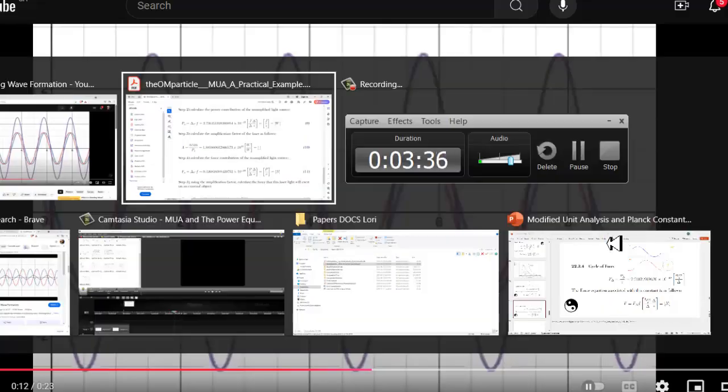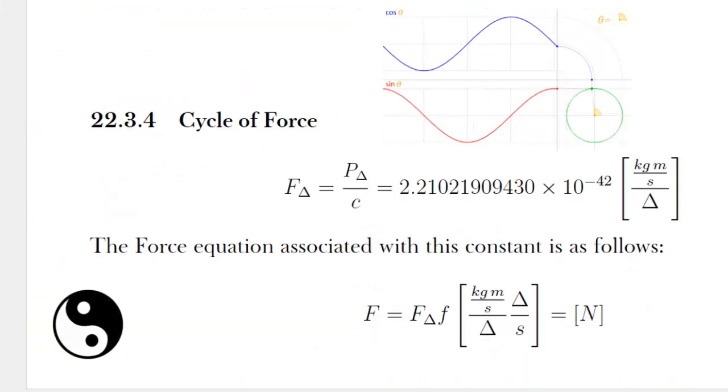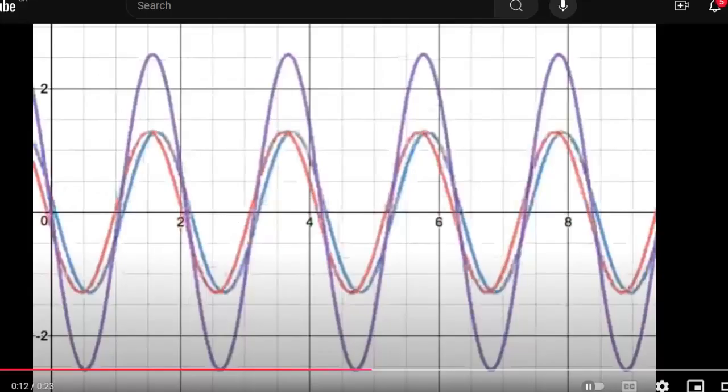So that is where, let me just go back to my PowerPoint here, that is where the watts per meter squared come from, which are the units of intensity. Okay, which is what we were reporting in the original black body experiments. So this is how I explain modified unit analysis. I'm saying it differently, I'm interpreting it differently.